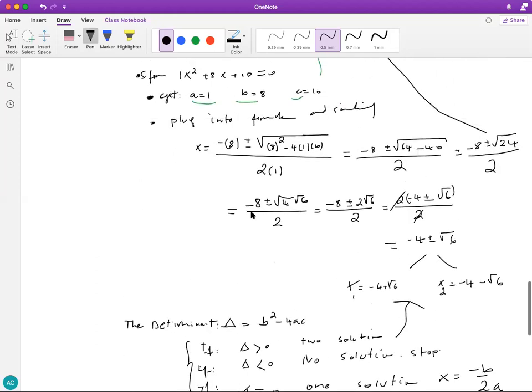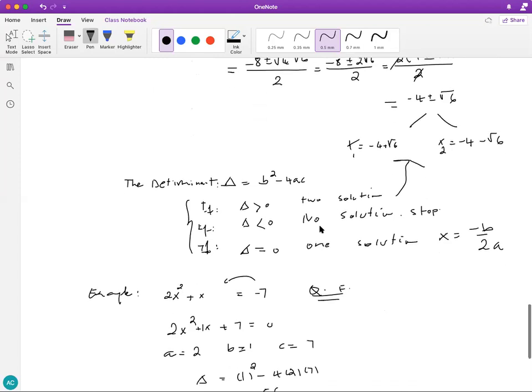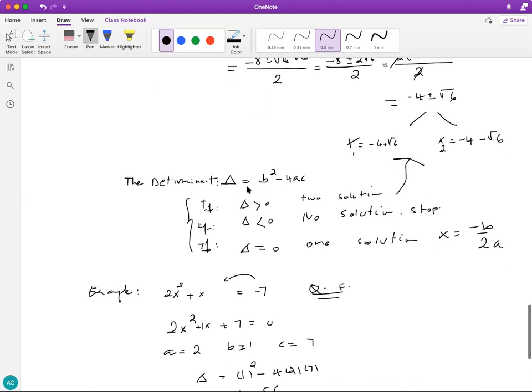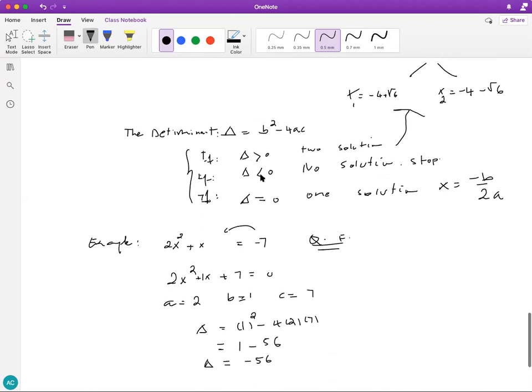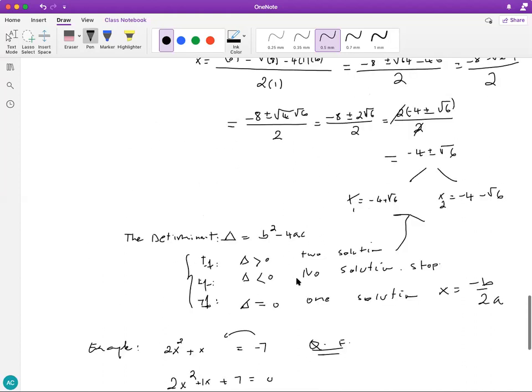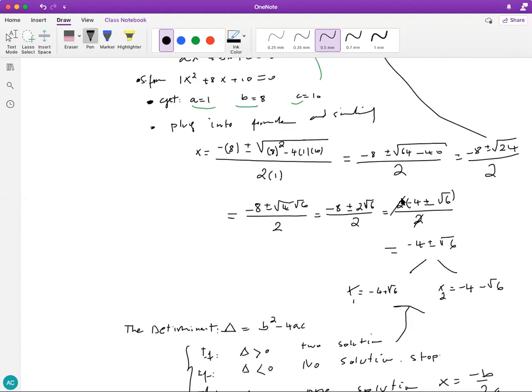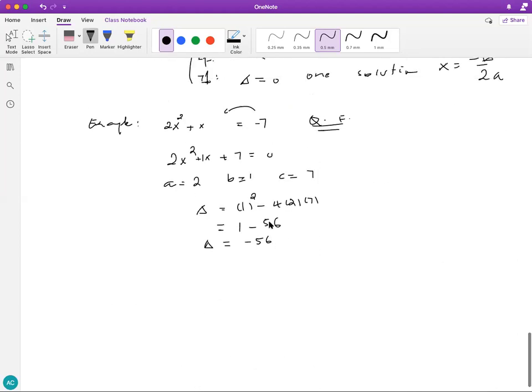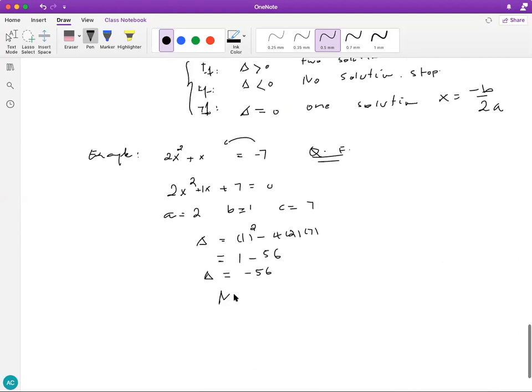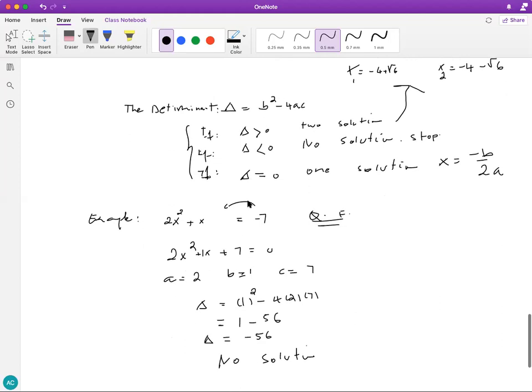So no need now to use the entire formula because we tried it. That's the usefulness of this. Even if you continue working using the formula, you're going to be chasing something that doesn't exist. So this has no solution, again, because of the sign of delta.